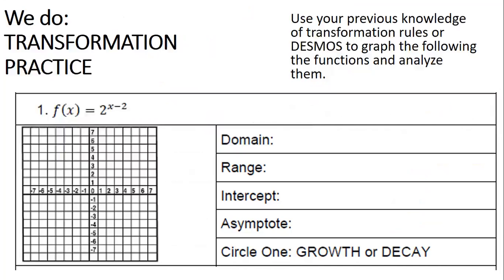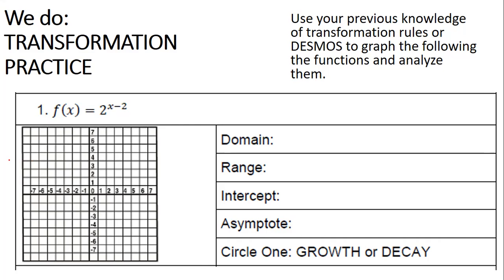Okay. So we're going to do our first one together as a class. Then the second one you're going to do together at your table. And then the third one you're going to do by yourself. Okay. So here we go. Together, we're going to identify our A, our B, C, D if it's present.